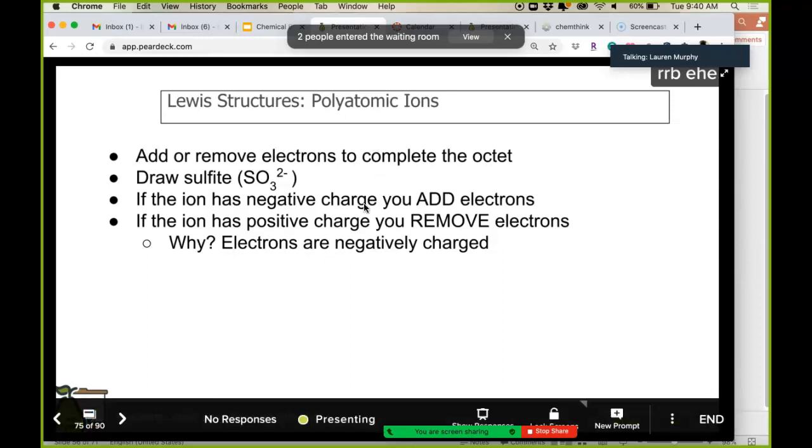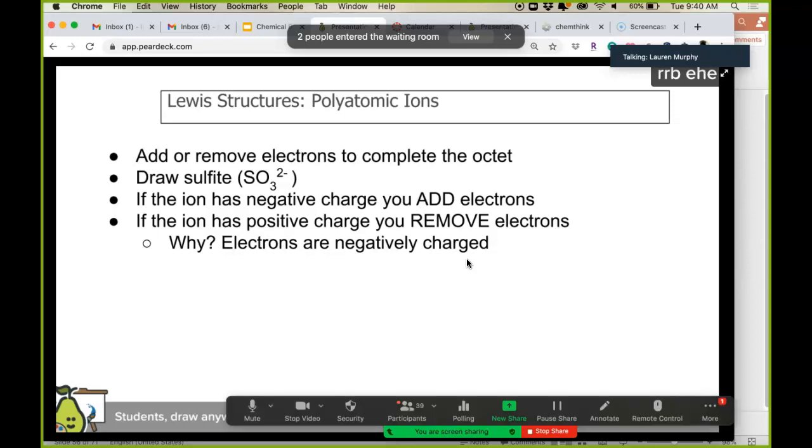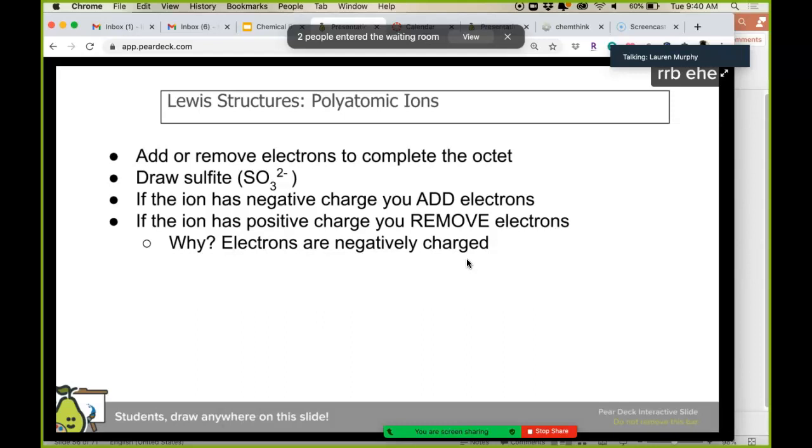Okay, so the last thing we need to talk about is drawing Lewis structures for ions, and then I will be finished. I have until 46 if I'm not mistaken, so please don't bail out yet. Okay, so here we go. We're going to draw sulfate, and now this isn't much different than what we've been doing.